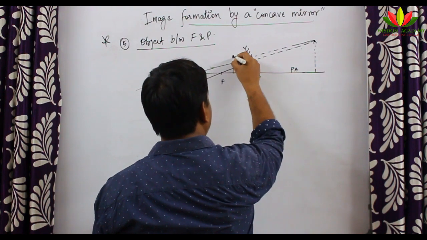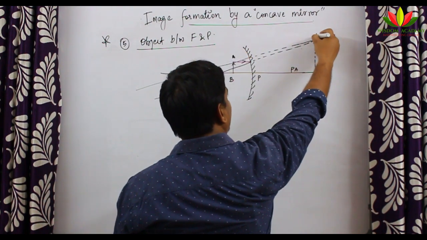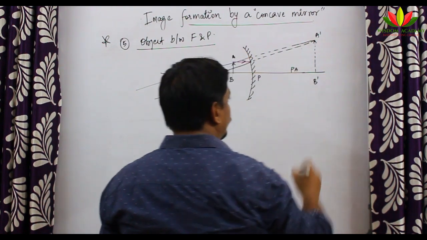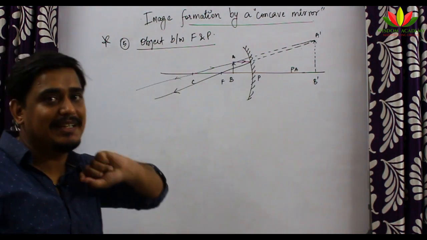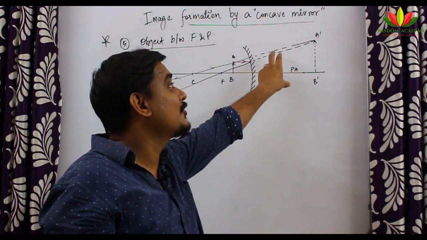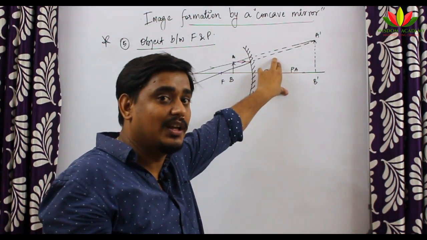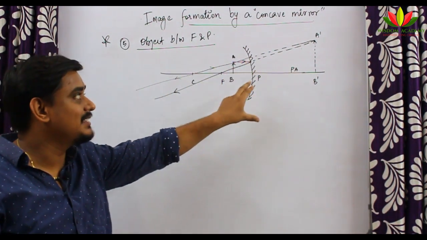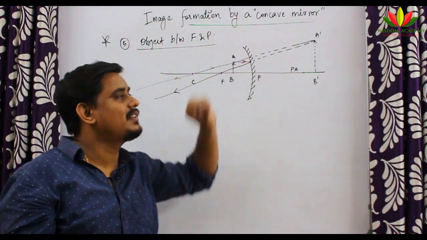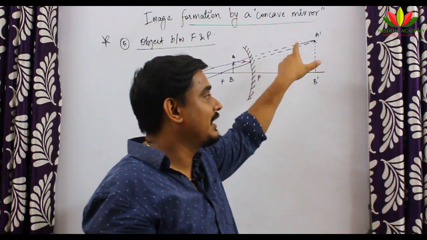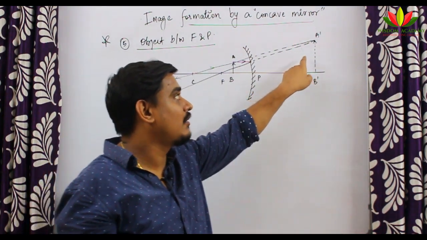If this was A, B, then this will become A dash, B dash. So the rays have not actually met, we have made it to meet. That's why I said this is a virtual image. Remember what I said about virtual? Virtual images are the images where the rays don't actually meet, but we make it to meet. This is a virtual image, and virtual images are always erect.